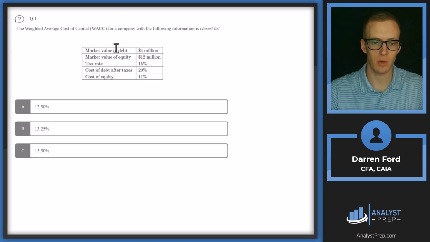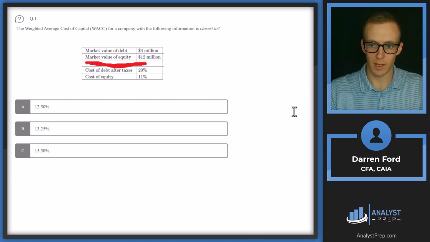And then the cost of capital part, we're going to be using the cost of debt. So we've got cost of debt after taxes, which is 20%. So since we're given the after-tax number, we can just basically ignore the tax rate for this purpose. If we were just given cost of debt, then we would need to account for that tax rate. And then cost of equity is given. So we're given cost of debt and cost of equity. We just need to calculate those weights and then average that out.